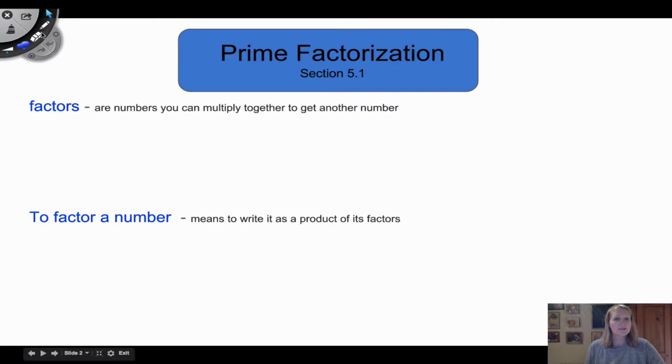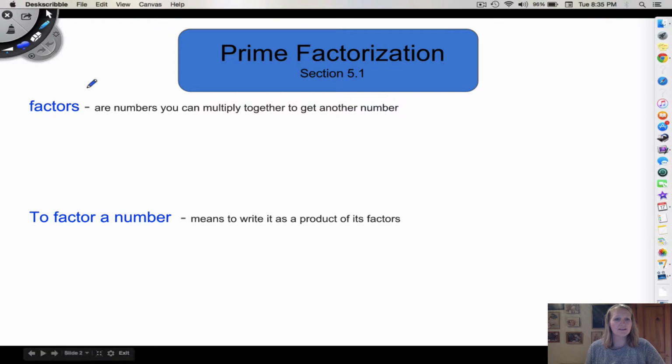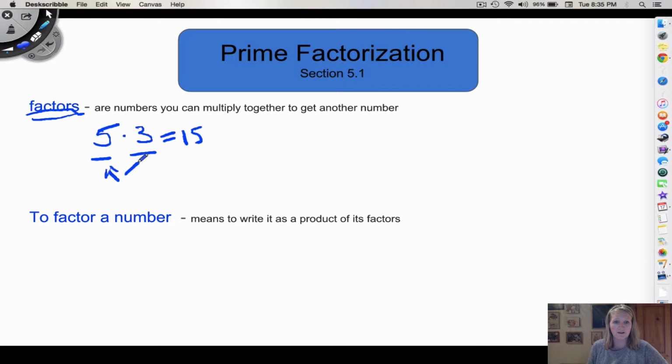Okay, so definition, and what should be in your notes when this video is done, is definition of factors. Factors. They are numbers that you can multiply together to get another number. Okay, so for example, 5 times 3 is equal to 15, as you know. The factors of 15 are both 5 and 3. Okay, so these are your factors.